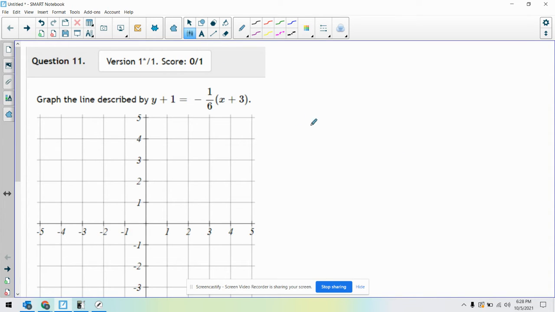So what I'm going to do is rewrite this equation in slope intercept form. y equals mx plus b. That way I have my slope. That way I have my y-intercept, so I can graph the line no problem. So the first thing I'm going to do is take this negative 1/6 and distribute it to both terms in the parentheses.